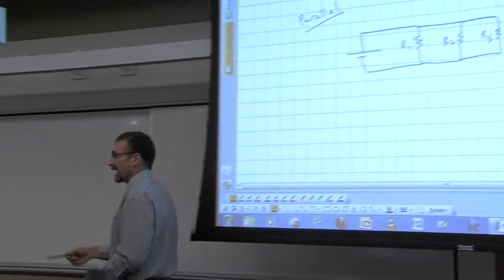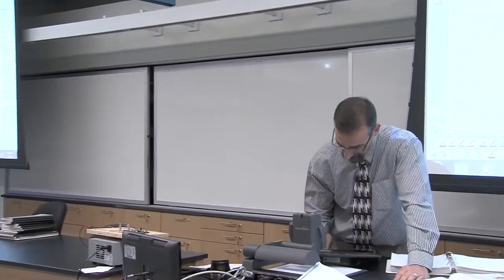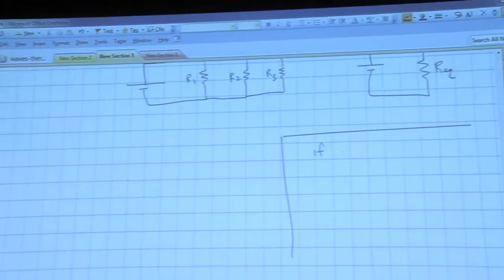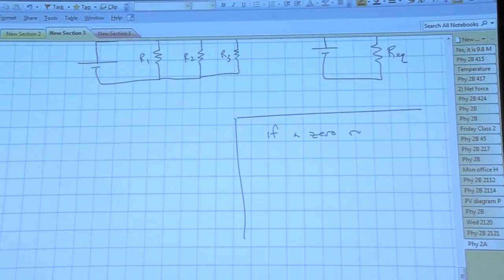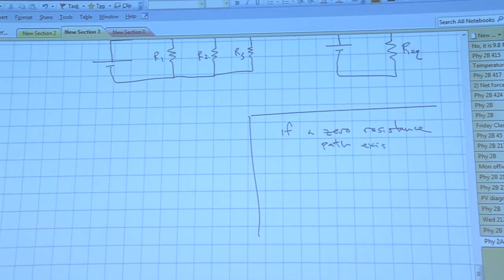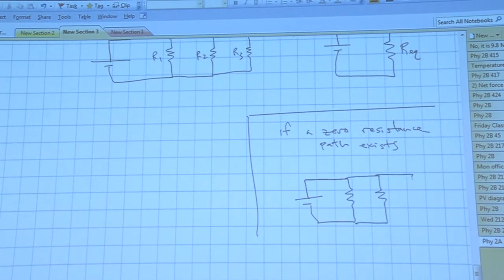Somebody asked earlier, what happens if there's a zero resistance path in there? What happens if you just hook up a wire? This is sort of a side note here. And we have I coming out here. How much is going to go through those?